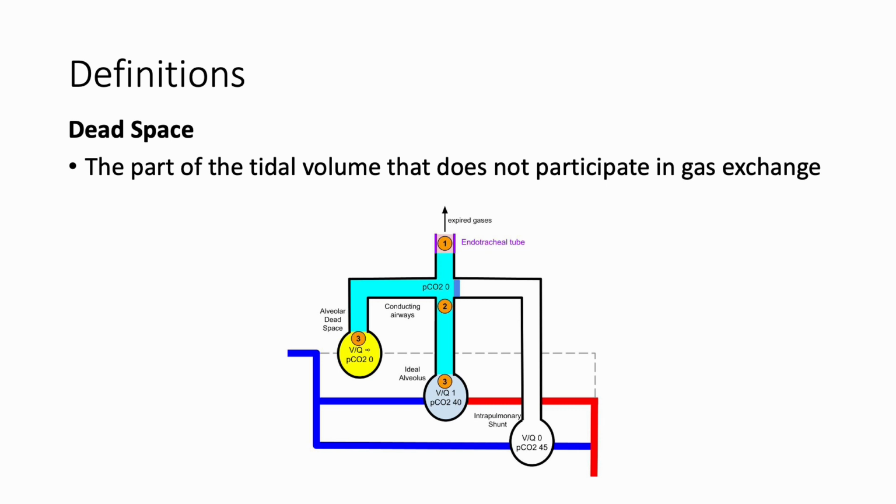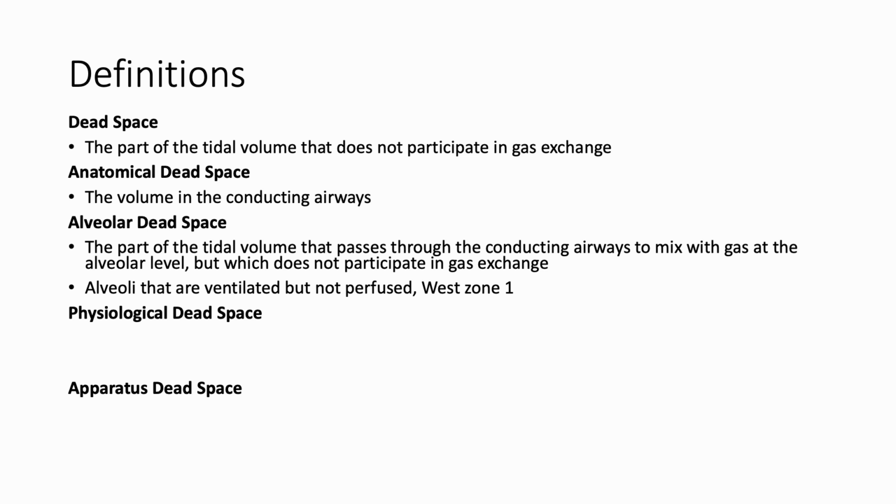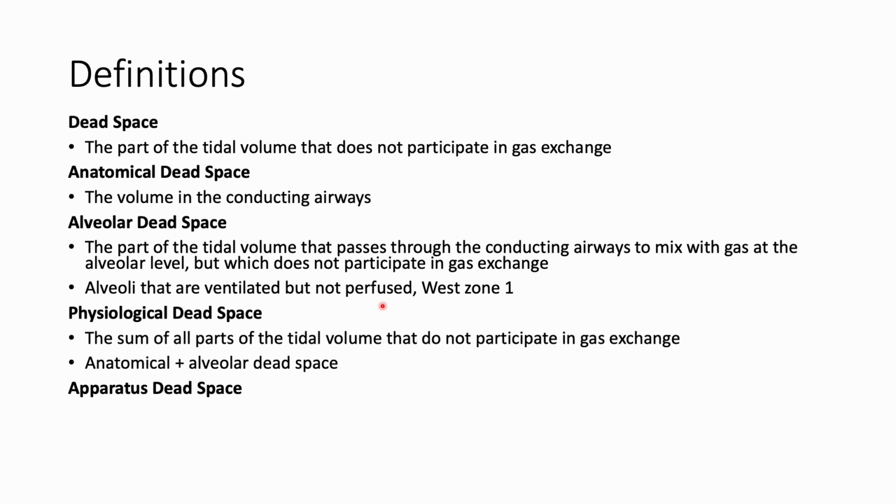If we look back at our three-compartment model, it's saying that the alveolar dead space is the part of the tidal volume that passes through the conducting airways to mix with gas at the alveolar level, but which does not participate in gas exchange. But if you don't like that definition, you can just go with the simpler definition that it's alveoli that are ventilated but not perfused. And you can also say that this corresponds to West Zone 1. Physiological dead space is the sum of all the parts of the tidal volume that do not participate in gas exchange, i.e. the total dead space, anatomical plus alveolar.